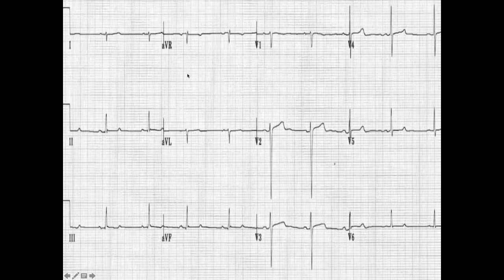Well, we have a couple extra steps to go through. So we've got right axis deviation. Okay. Well, what about an S1Q3 pattern? Well, we obviously have S waves in lead 1 because we have a right axis deviation. That's always going to happen. But what about Q waves in lead 3? We have these teeny tiny Q waves. Look at those. They're so cute. We do have Q waves. They're tiny, but they are there. So we have an S1Q3 pattern.